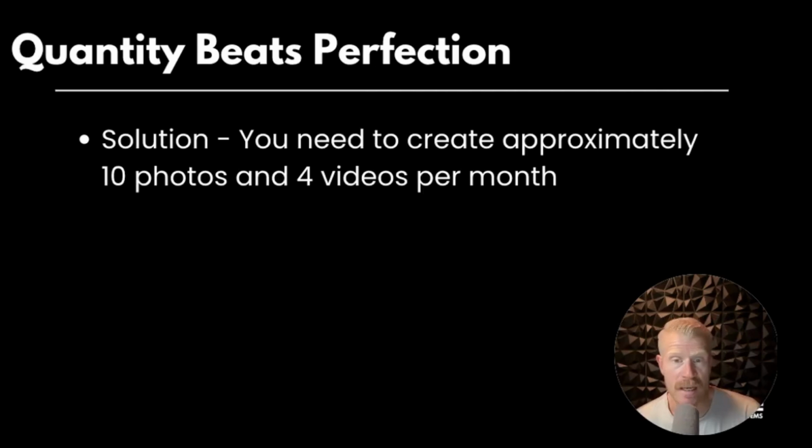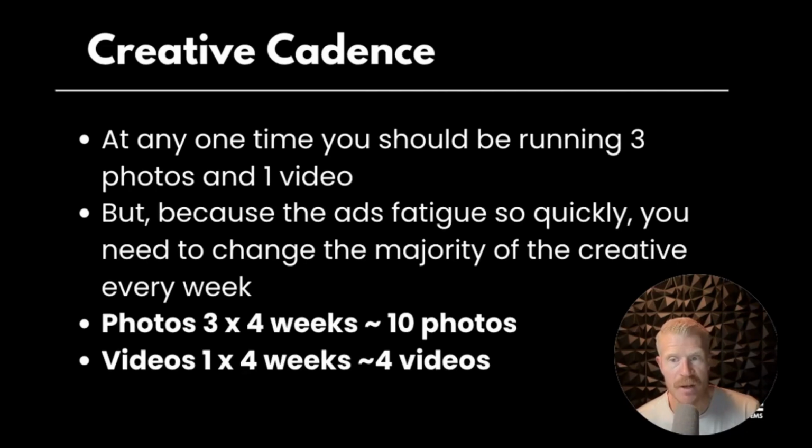Now, the solution is you're going to need to create approximately 10 photos and 4 videos every single month. Now, here's the cadence that you're going to be looking for. At any one time, you should be running 3 photos and 1 video with your ad. So you're going to have one ad, same offer, the same copy within your ad, but you're going to have 3 different photos and 1 video. So you're going to have 4 in total running at any one time.